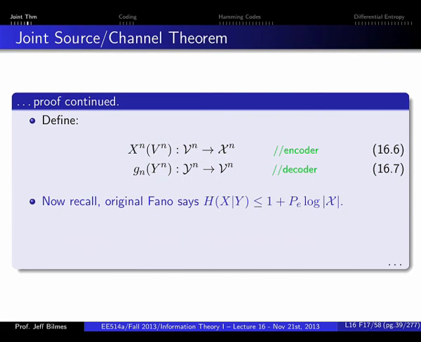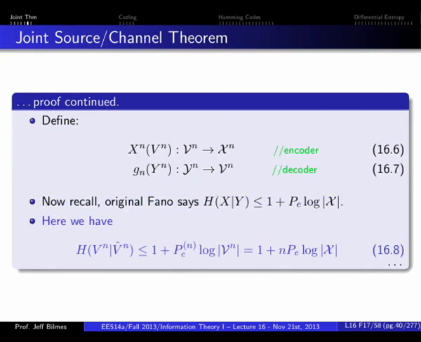Now we're going to have to use a version of Fano, but we're going to use a combination of Fano and the data processing inequality to get this. Because everything in some sense is a Markov chain, going from the source message to the input to the channel, to the output of the channel, to the received version of the source message. That's a Markov chain. And so we need a version of Fano that bounds this probability of error here.